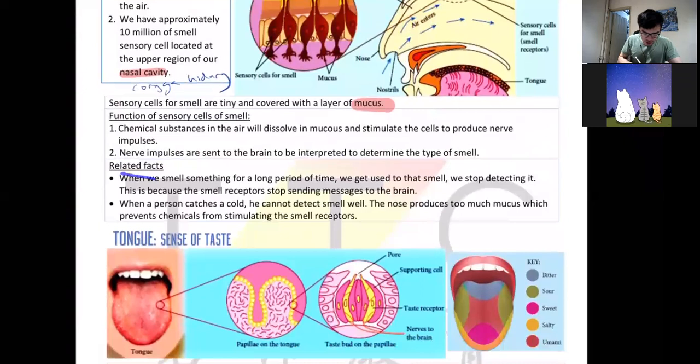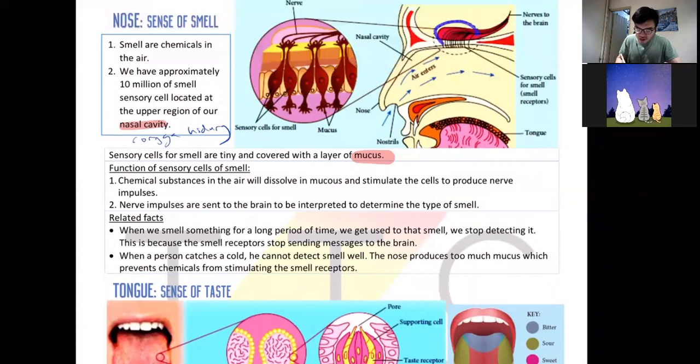Here's the thing. When we smell something for a long period of time, we get used to the smell. We stop detecting it, because smell receptors stop sending messages to the brain. If you smell something very smelly, let's say rubbish, you will only smell it for the first few minutes. After that you don't feel anything anymore, because your receptor stops sending messages to your brain since it's a repeated signal. This is why you cannot smell your own body odor. If you smell very bad because you didn't shower, chances are you won't smell anything because you are constantly in that smell. But when other people come near you, they will definitely smell that you didn't shower, because your smell goes into them.